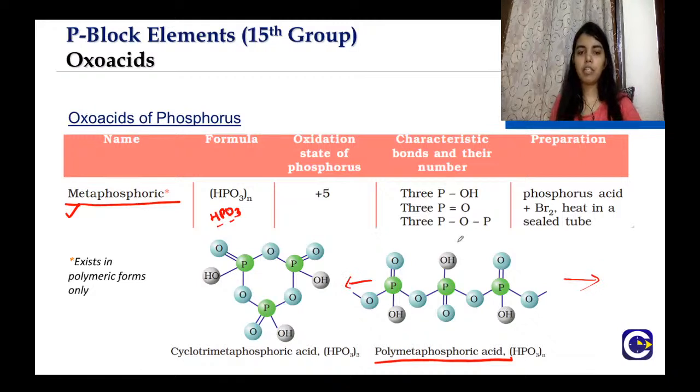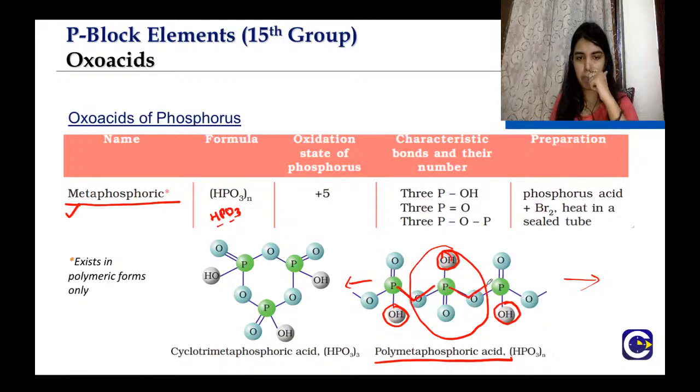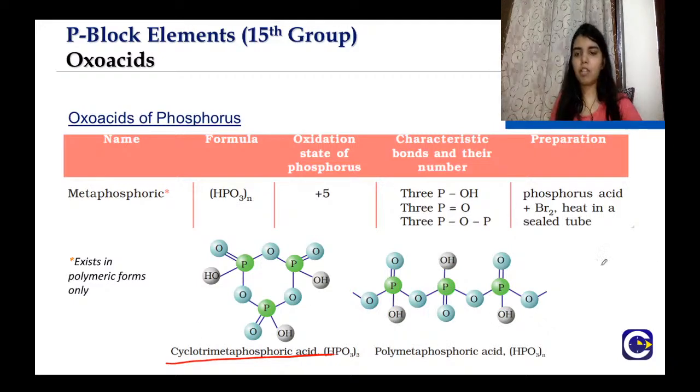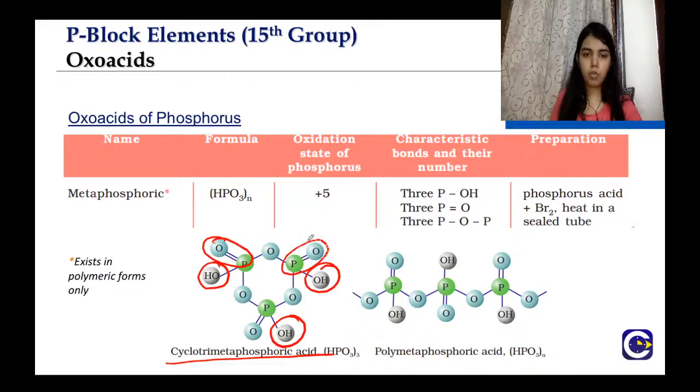So here if you see the structure, basically 3 P-OH bonds. See here, let us take this unit. 3 P-OH bonds, P-OH, P-OH, P-OH, and 3 P=O, P=O, P=O, P=O, 1 OH here, 1 OH here, 1 OH here, and 3 P-O-P. 1 P-O-P, second P-O-P, right? Or let us see the cyclotrimetaphosphoric structure basically, because here the chain is not completed. See here, 1, 2, 3 P-OH bonds, 1, 2, 3 P=O, 1, 2, 3 P-O-P, right.